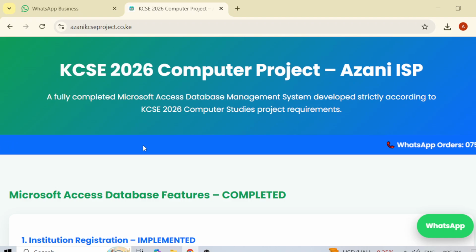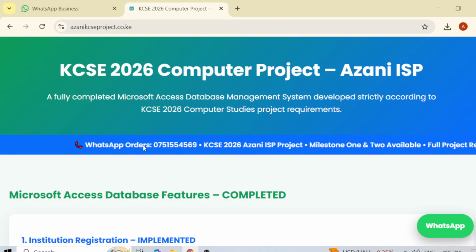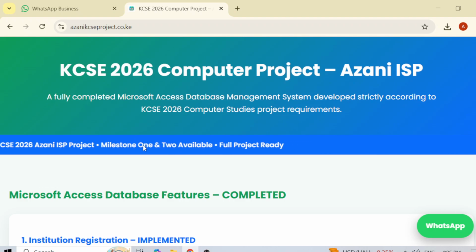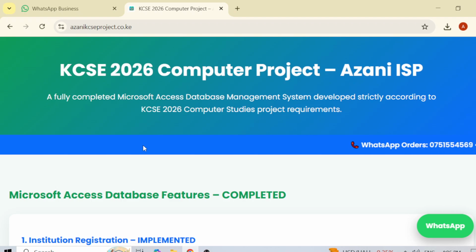So second, we're going to be tackling the problem statement. What are we solving here? AZANI is a system that needs help in organizing and managing its services efficiently. Okay? So we need to organize and manage, because without the database, the company will struggle to keep track of the customers, the payments, and the reports.